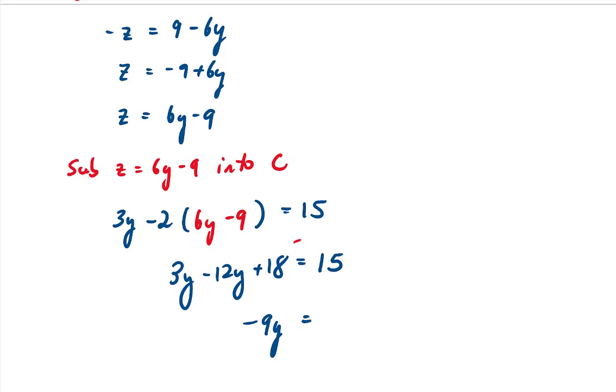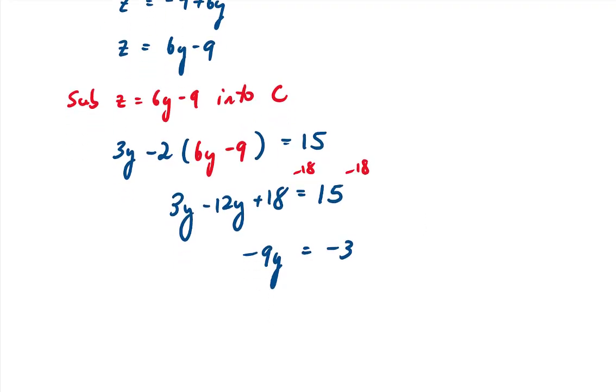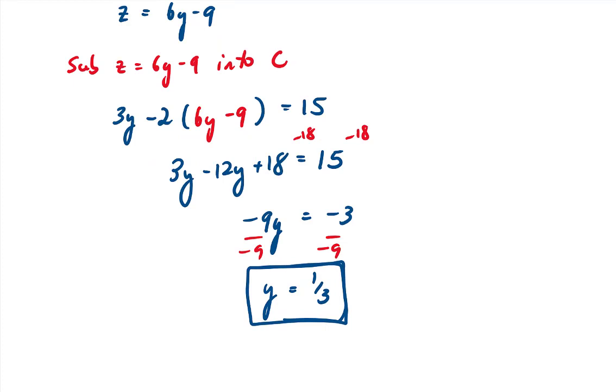If we minus 18 from both sides, so we have the constant on one side, 15 minus 18 is negative 3. Finally, we can divide both sides by negative 9. And if we simplify that fraction, we get y is equal to 1/3. So we now know what y is equal to. So we're going to take that y value and sub it into one of our two equations, B or C.